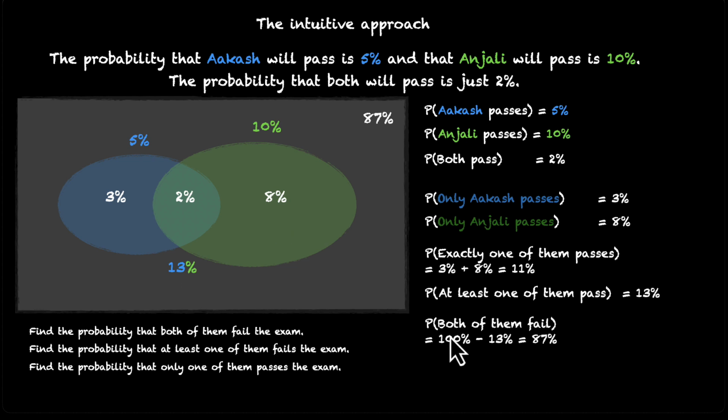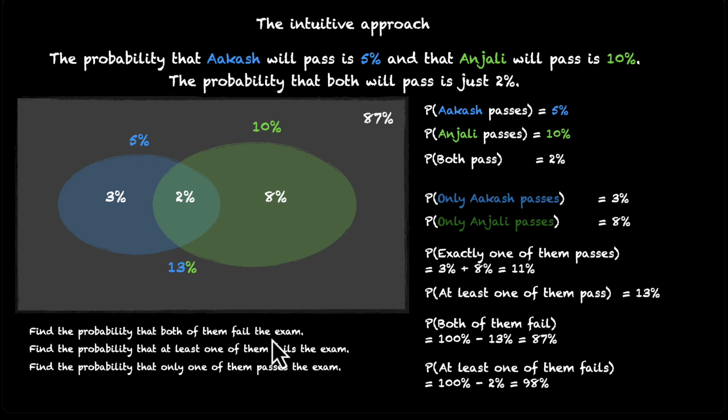Well, we can figure out the probability of both of them failing. If we are outside the blue or green region, we are sure that both of them have failed. And that's the gray region. So the probability of both of them failing is 87%. What else can we figure out? We can figure out the probability of at least one of them failing. Well, at least one of them failing means we are outside this 2% region. This is the region where both of them pass, and if we're outside this, we're sure that at least one of them has failed. And what's outside 2%? The remaining 98%. So at least one of them failing is 98%.